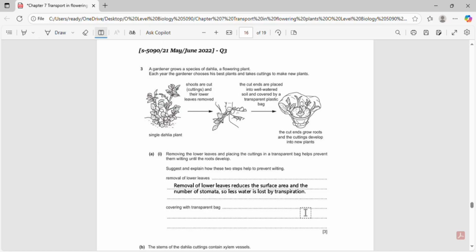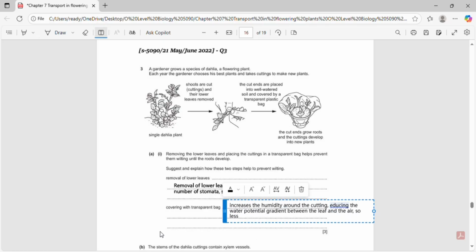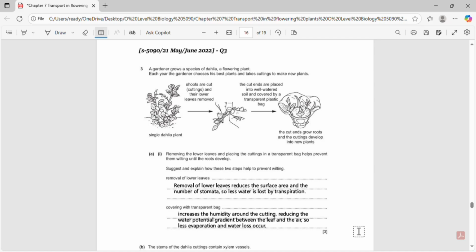The second step is covering the cuttings with a transparent bag. Covering with a transparent bag increases the humidity around the cutting, reducing the water potential gradient between the leaf and the air, so less evaporation and water loss occur. So, the bag helps trap moisture, keeping the air around the plant humid, which again reduces transpiration.